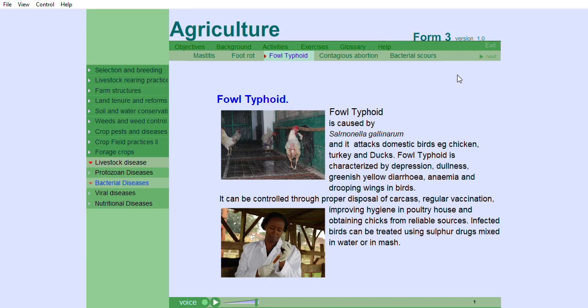It can be controlled through proper disposal of carcass, regular vaccination, improving hygiene in poultry house, and obtaining chicks from reliable sources. Infected birds can be treated using sulfur drugs mixed in water or in mash.